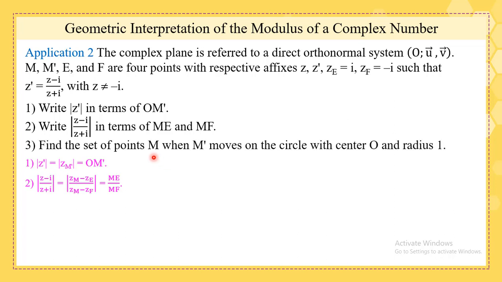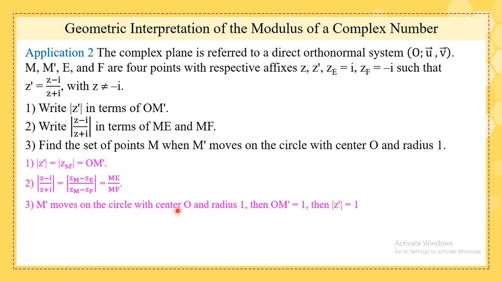Finally, the question asks to find the set of points M when M prime moves on the circle with center O and radius 1. Try also to translate this statement into a mathematical expression and then find the set of points.